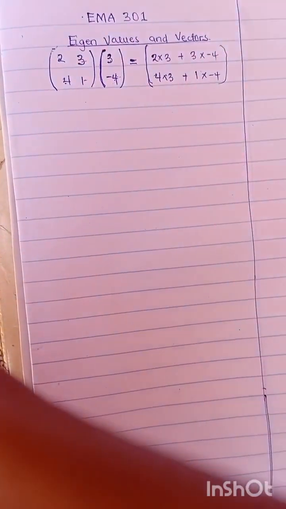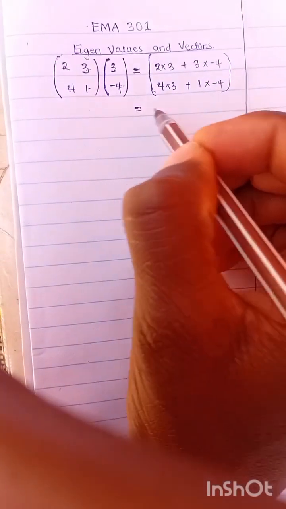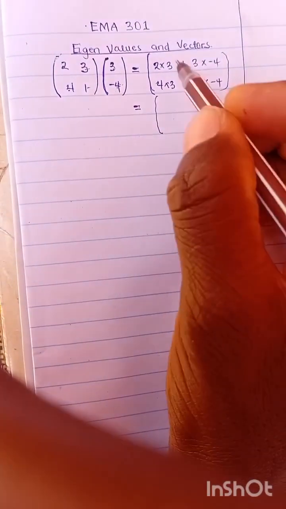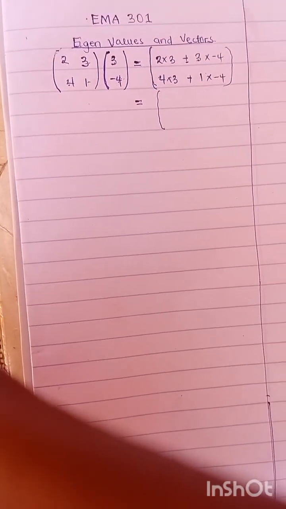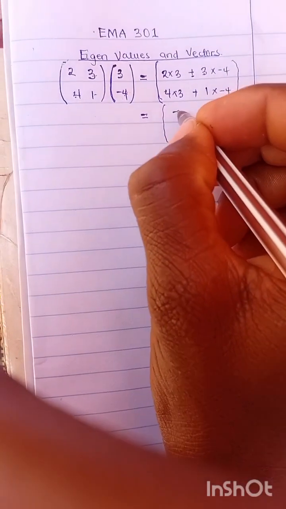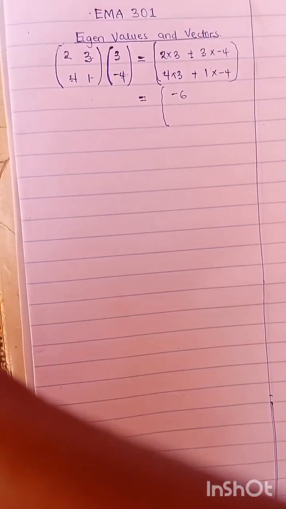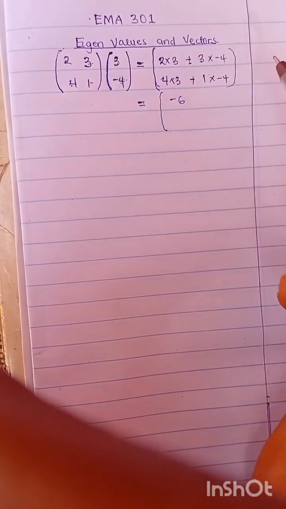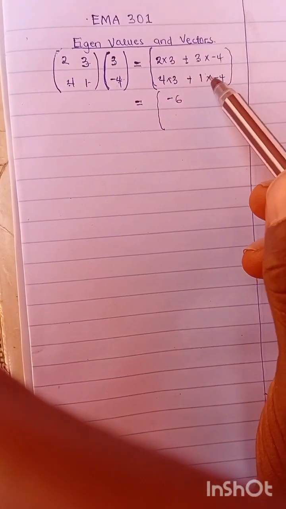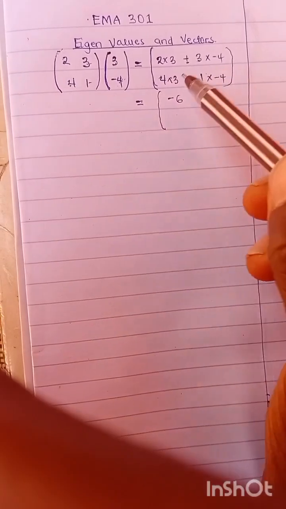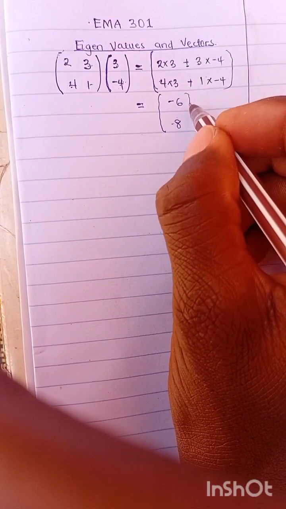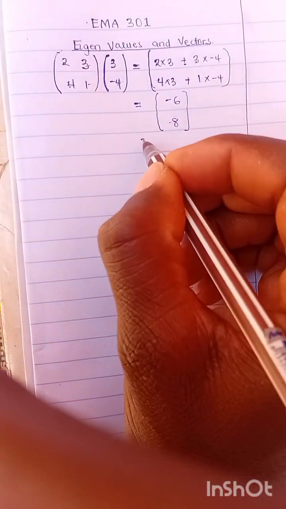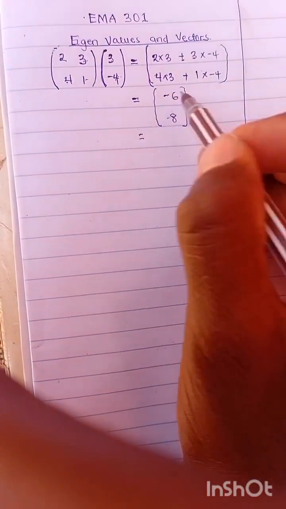So at the end of the day, what do we get? If you simplify these expressions, 2 multiplied by 3 is 6, plus 3 multiplied by minus 4, that's minus 12. 6 minus 12 gives you minus 6. Then 4 multiplied by 3 gives 12, and 1 multiplied by minus 4 gives minus 4. 12 minus 4 gives 8. So from here, we get minus 6 and 8.